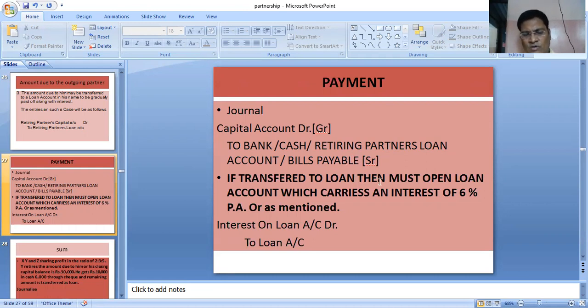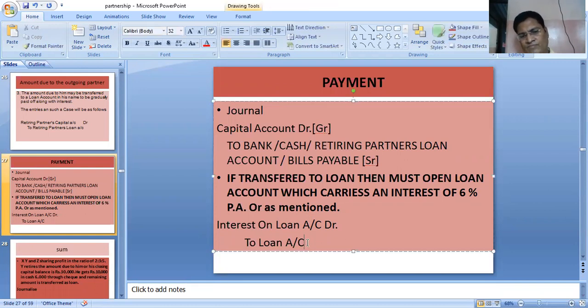If transferred to loan, the loan carries an interest at the rate of 6% if not mentioned in the sum. Otherwise, whatever is mentioned, that is the interest. On the year ending date or the next year, you have to pass interest on loan. That much you remember. Interest on loan has to be given on the loan of the partner who is retiring. But this part is not there in the 2020 syllabus. Loan account is not there.